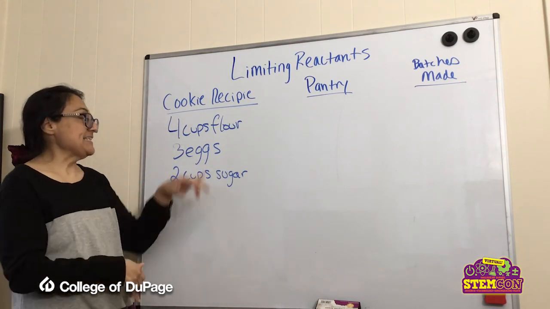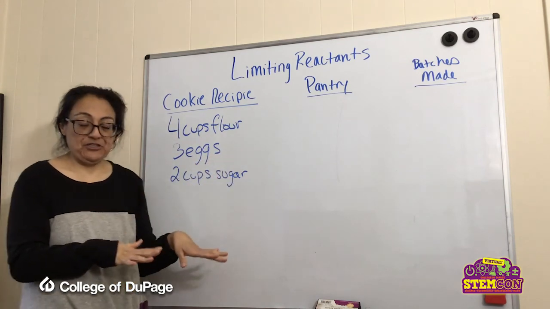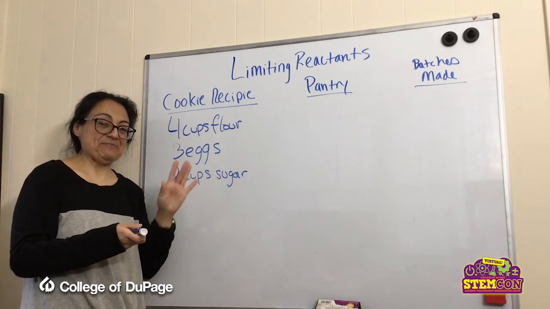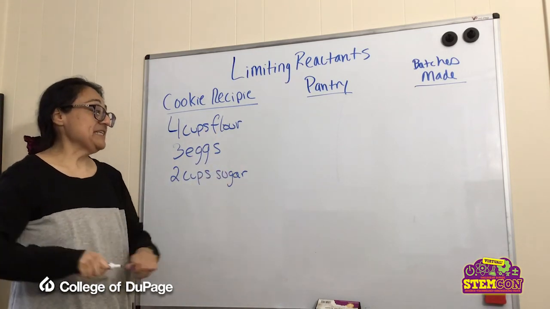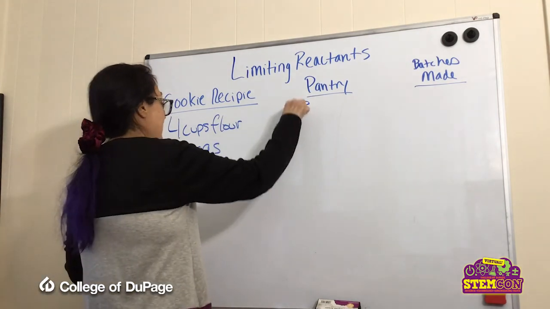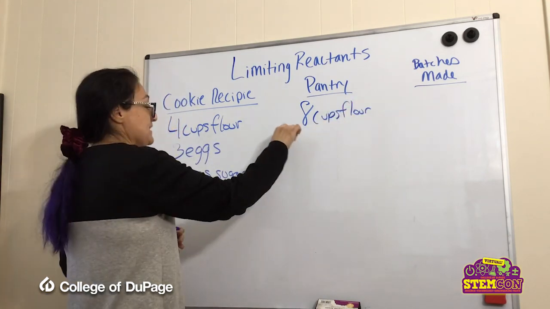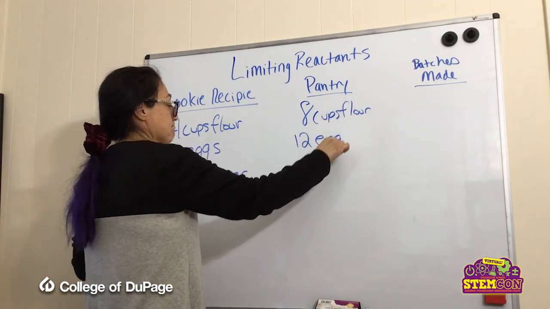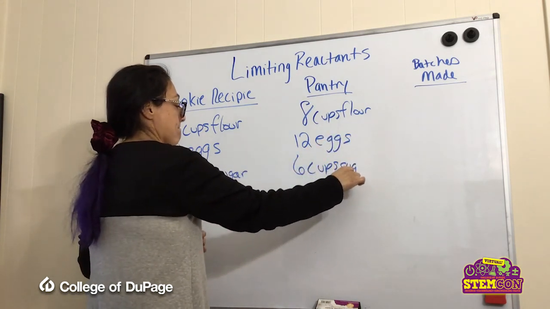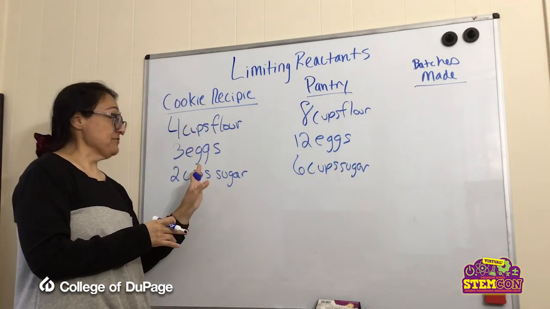In this case, we're going to combine 4 cups of flour, 3 eggs, and 2 cups of sugar, right? Don't try this at home because it probably won't taste very good because we're not going to put in all the other stuff. This is just the basics. Then I checked my pantry, and what I have on hand is 8 cups of flour, a dozen eggs, and 6 cups of sugar.